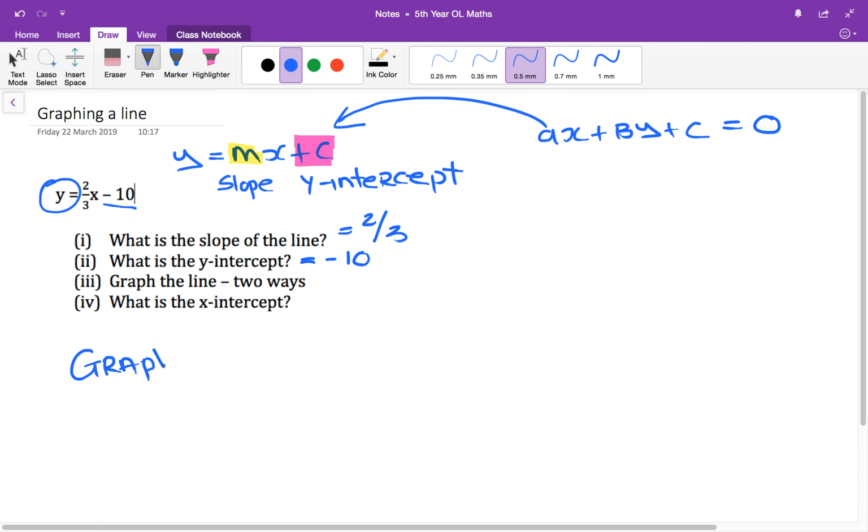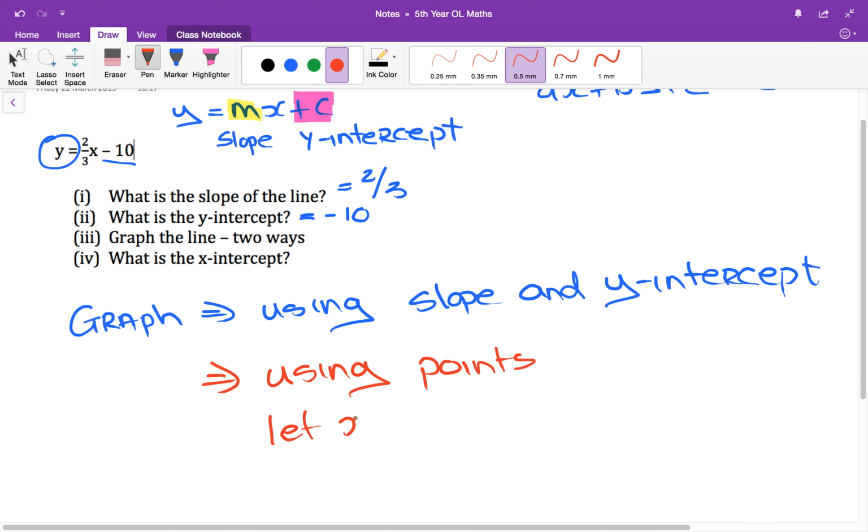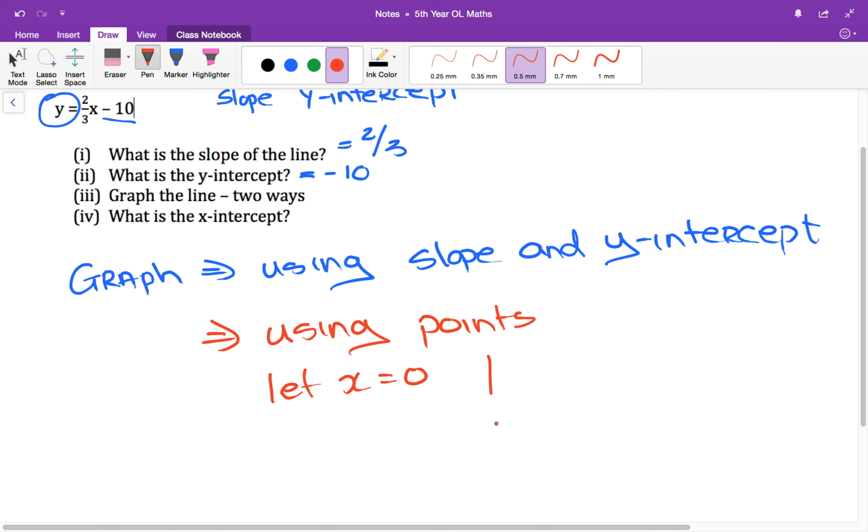So, the first way is using that data we've just got, using the slope and the y-intercept. That's your first way. The second way then is using points. And we get those points by letting x equal 0 and letting y equal 0.